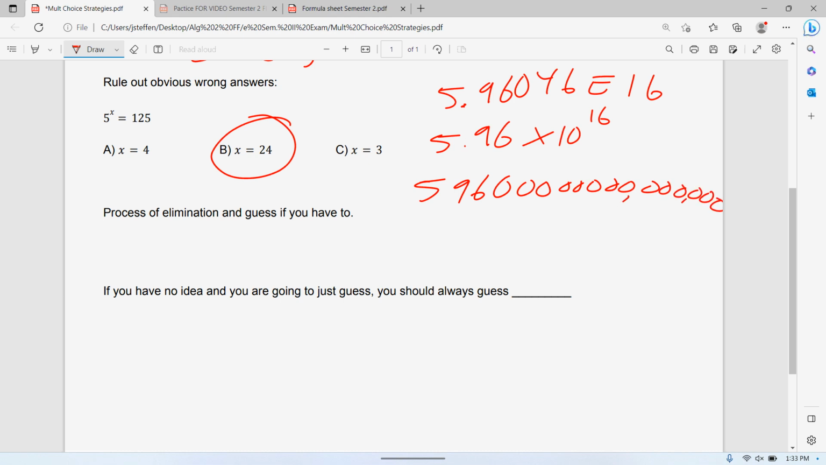That's roughly how big that is. So again, that's not a huge, obvious one.